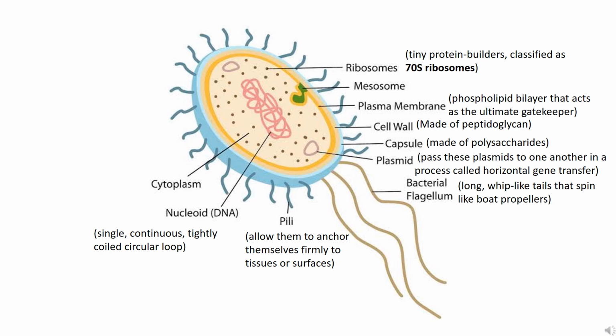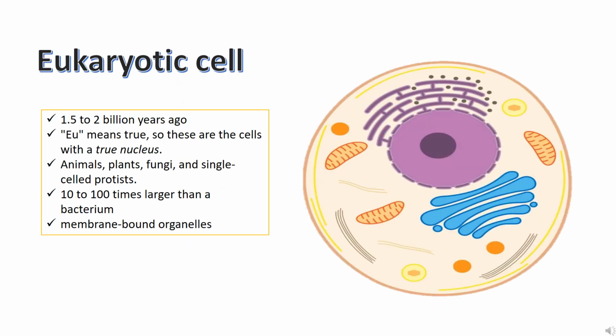To move through their world, many prokaryotes are equipped with flagella, long, whip-like tails that spin like boat propellers, powered by an incredibly complex molecular motor embedded in the cell membrane. They also feature hair-like extensions called pili and fimbriae, which allow them to anchor themselves firmly to tissues or surfaces. Roughly 1.5 to 2 billion years ago, life took a massive, complicated turn.